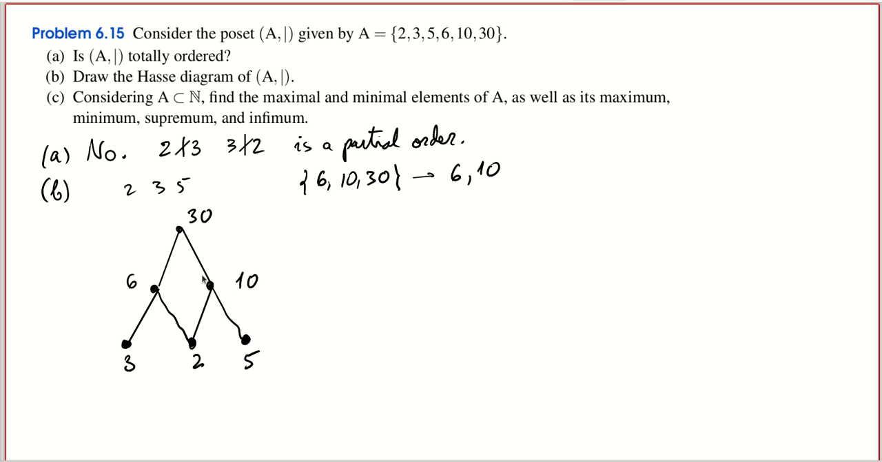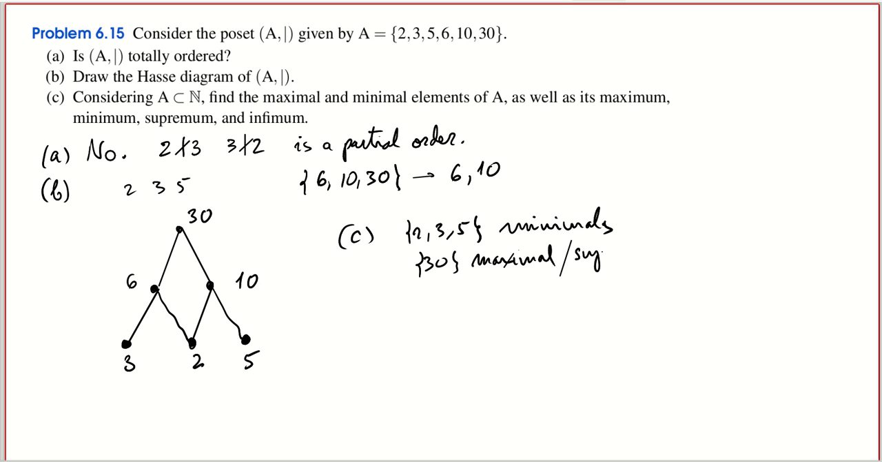And finally, we need to find the maximals, the minimals. Well, the minimals are already known. They are 2, 3, and 5. These are minimals. Okay, these are down here. They are easy to spot. The maximal is also here. I mean, 30 is the only maximal. Not only that, it's the maximal, it's the supremum, and it's the maximum.